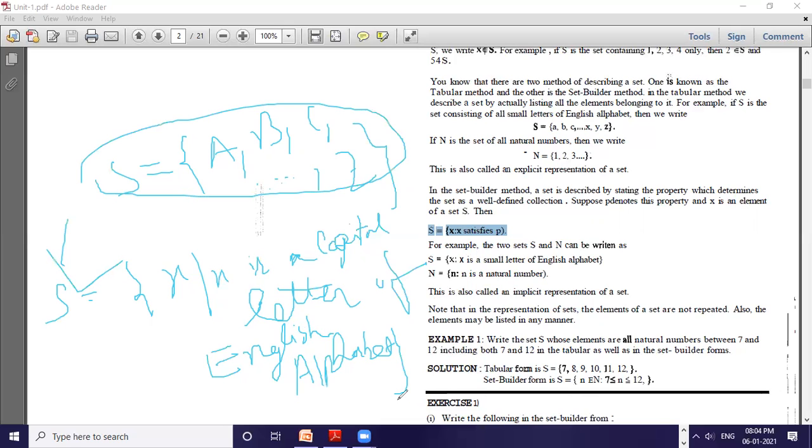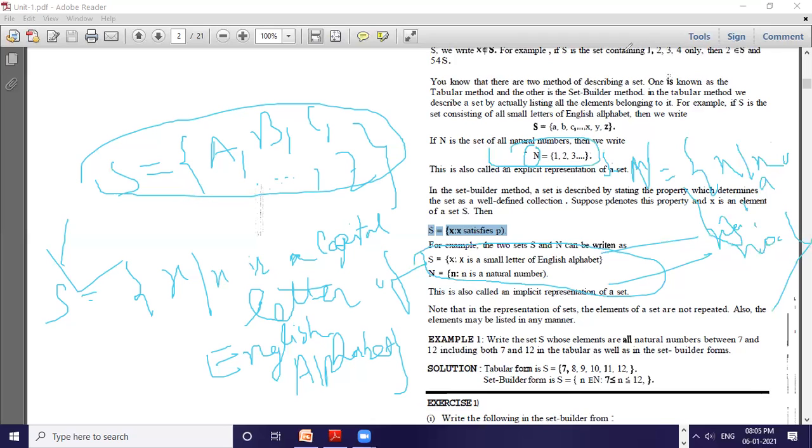Clear? Similarly, how will I write this one? I have not written S here, I have written N, so capital N is equal to what? Small n such that n is a, what is this? A natural number. Okay, a natural number. I think that now there are no confusions regarding this. Right? Clear? So now I hope that you got it.